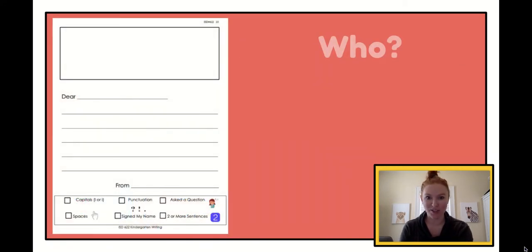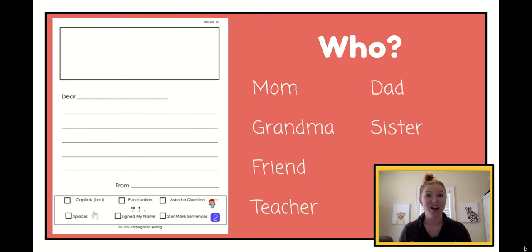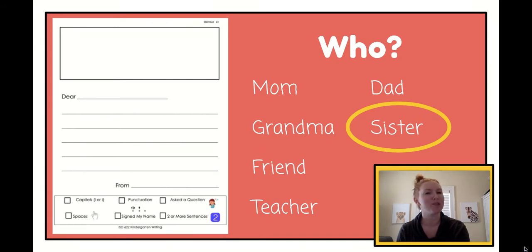Now, first, when we're writing a letter, we need to think about who we are writing the letter to. Maybe you're going to write it to your mom, your dad, your grandma, your sister, your friend, your teacher. There's lots of people we can write letters to. You're going to choose 3 people this week to write a letter to, so start thinking about who you want to write to. Today, I think I'm going to write a letter to my sister because I haven't written a letter to her in a while.